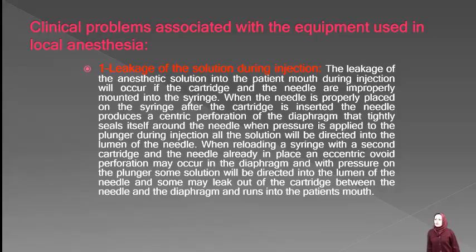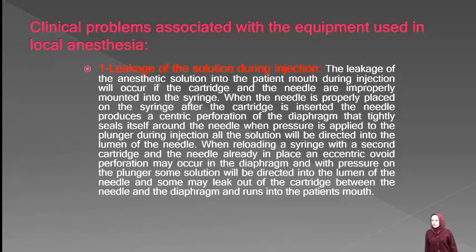Clinical problems associated with the equipment used in local anesthesia. Number 1, leakage of solution during injection. The leakage of the anesthetic solution into the patient's mouth during injection will occur if the cartridge and the needle are improperly mounted into the syringe. When the needle is properly placed on the syringe after the cartridge is inserted, the needle produces a centric perforation of the diaphragm that tightly seals itself around the needle. When pressure is applied to the plunger during injection, all solution will be directed into the lumen of the needle.